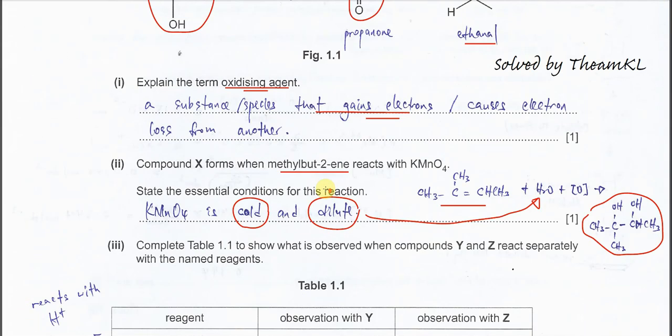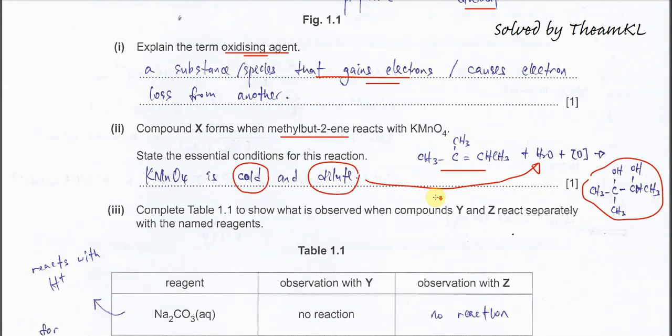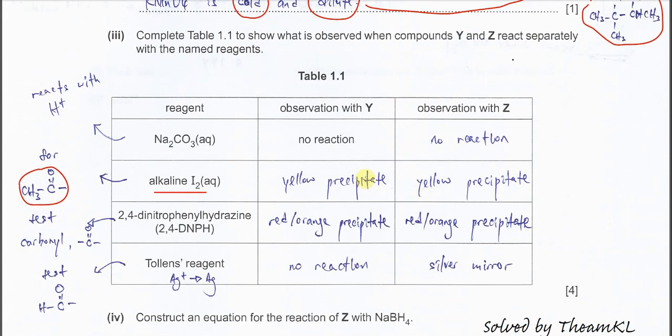For Z, even though this is an aldehyde, this one is the methyl ketone group. So in ethanal, it has the methyl ketone group, so you will still see the yellow precipitate form. Therefore, both Y and Z will form yellow precipitate with the alkaline iodine.